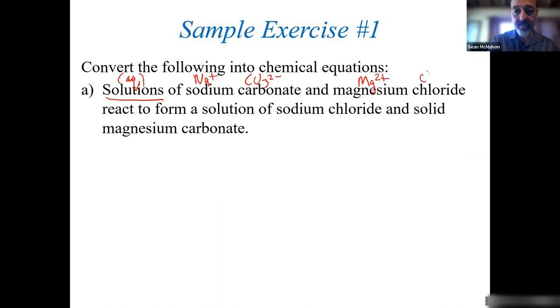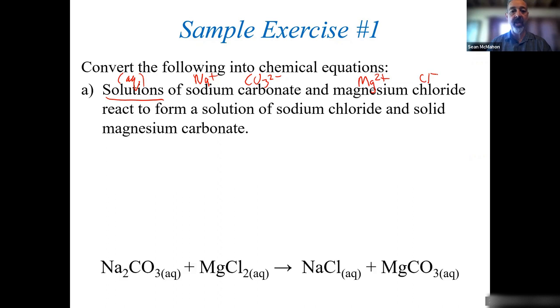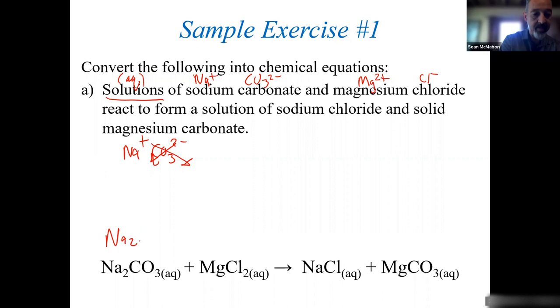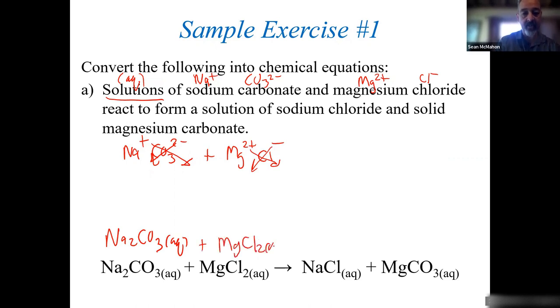Mg2+, Cl-, okay? So the first thing is I have those as my reactants. So Na+, CO3 2-, I crisscross and I get the sodium carbonate, and it's aqueous. Plus, remember the magnesium chloride. To get the correct formula and the right ratio, I have to crisscross. So I get plus the MgCl2 aqueous.